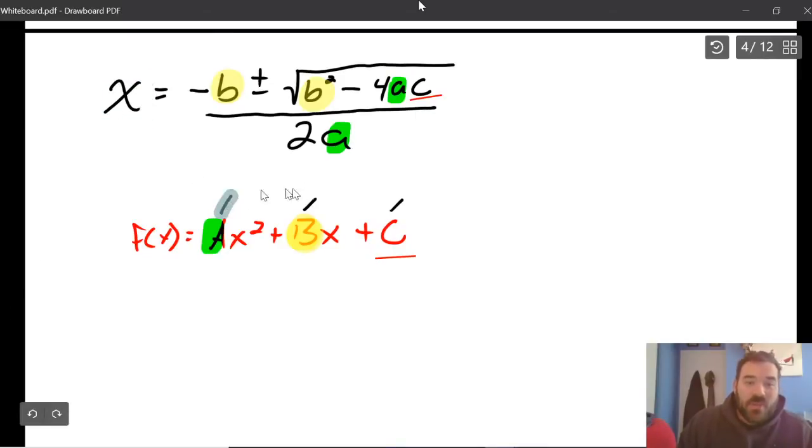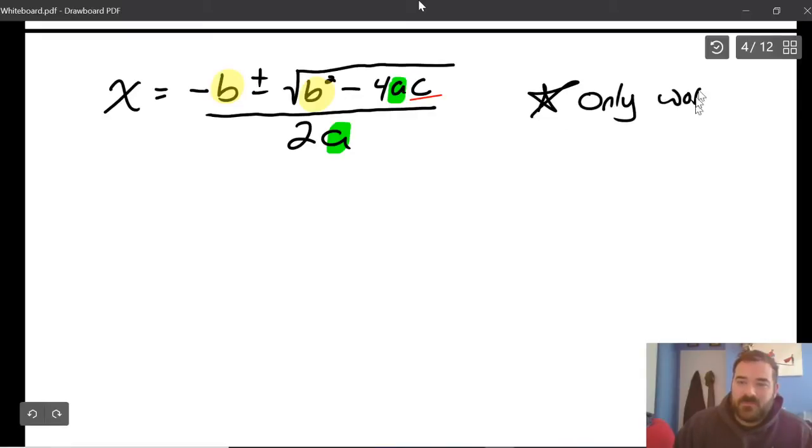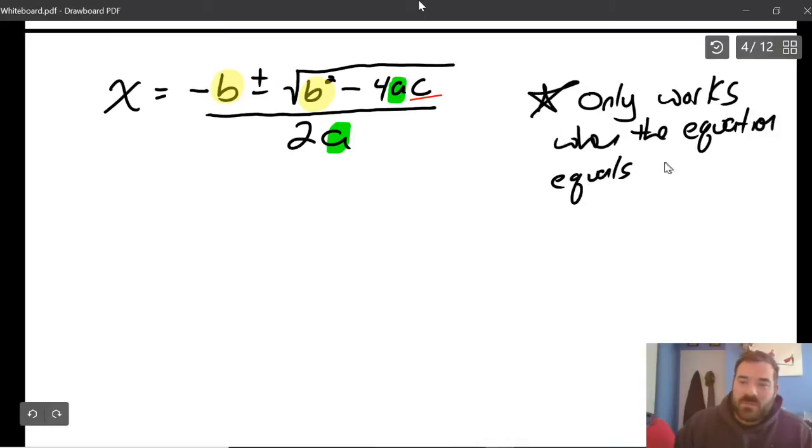Now, the quadratic formula only works, just like factoring to solve, when the equation is equal to 0. So that is very important. It only works when the equation is set to 0. So just like when we were solving through factoring, we have to make sure that the equation equals 0. Important.